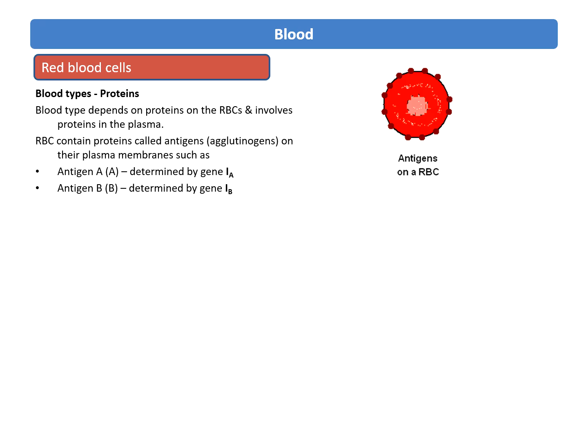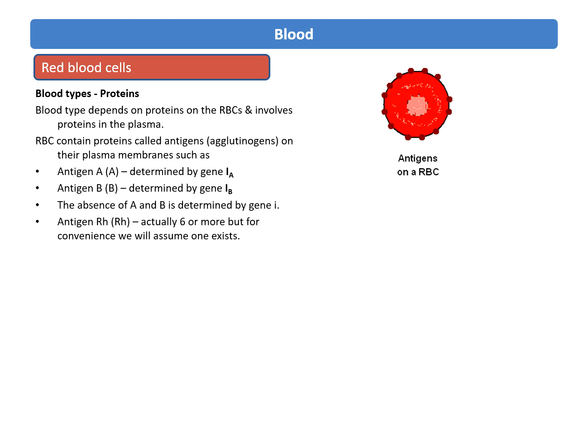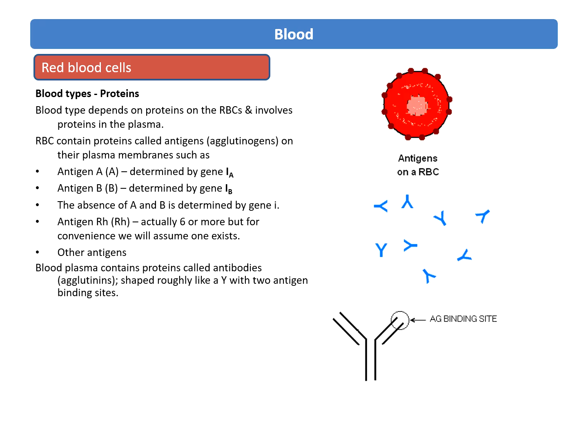There's another one called antigen B. We'll use uppercase B for that. It's determined by the gene IB. The absence of A and B is determined by gene i. There's another one called the antigen Rh. Actually, this is 6 or more antigens, but one is most important, and for convenience, we'll assume just one exists. There are many other antigens also present.